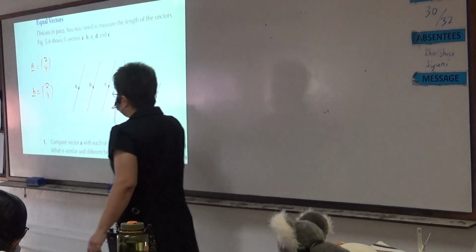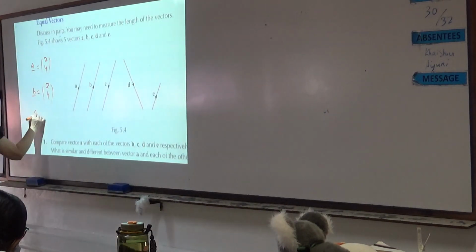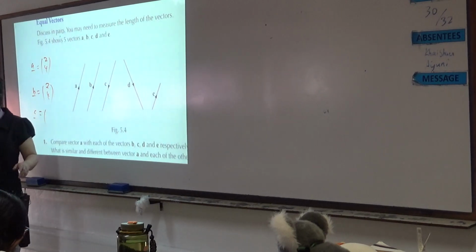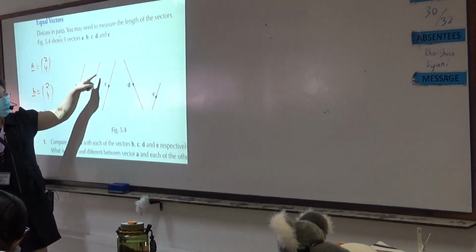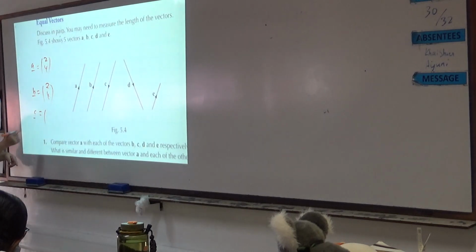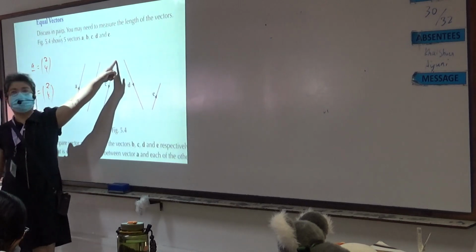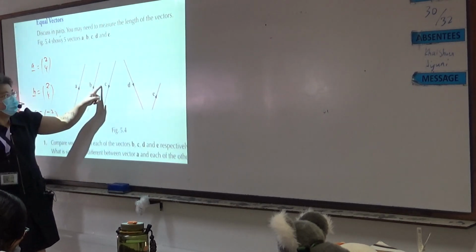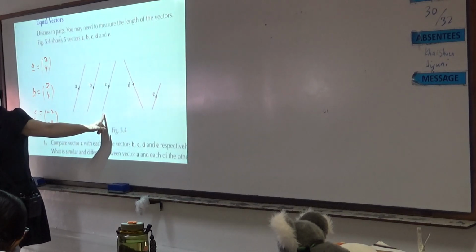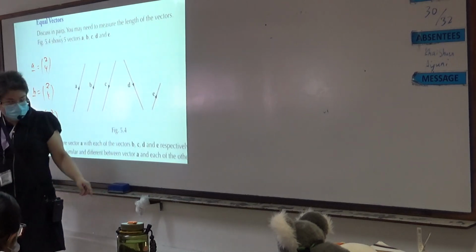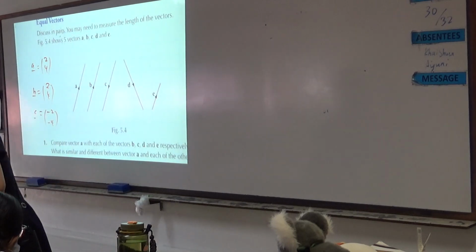Now, I want you to look at C. Can you give me the column vector of C? 1, 2, 1, 2, 3, 4. This time what happened? Negative 2, negative 4. You agree with what I'm talking about? Can you see it's negative 2, negative 4? Because C originates from here. So 1, 2, 1, 2, 3, 4, then I reach the ending. Now, can you see that they are of the same magnitude? But the direction is different. It's opposite direction. Can you see what I'm talking about?